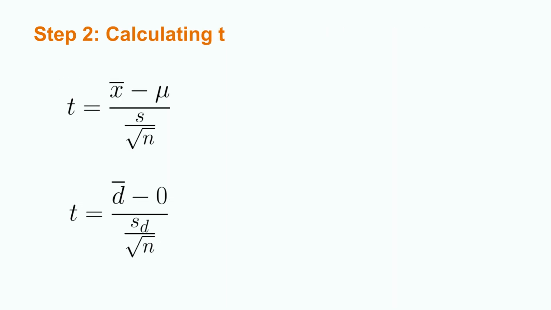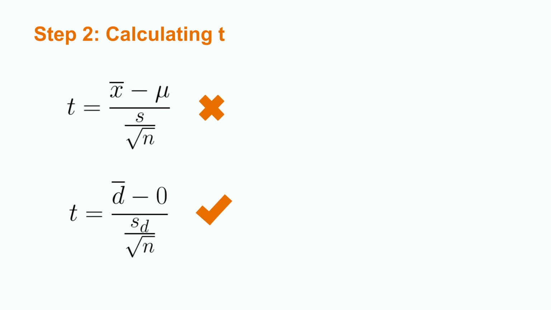After we set up our hypotheses, it is time to calculate the test statistic t. Note that there are two formulas for calculating a t-test statistic. The first formula, t equals x bar minus mu divided by s over square root n, is incorrect when used with paired data. The correct formula is t equals d bar minus 0 divided by the standard deviation of d over the square root of n.